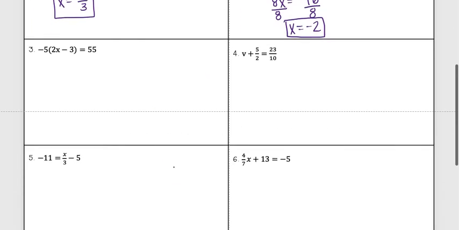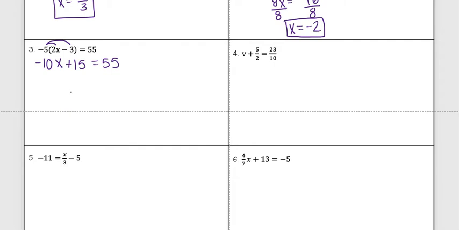Okay, now in this next one, I see I have parentheses, and there's a number outside of it. What we do here is something that we call the distributive property. I'm going to distribute this negative 5 to the 2x and to the negative 3. When I distribute it, I am multiplying it with both. So negative 5 times 2x, I get negative 10x. And then negative 5 times negative 3, I get plus 15.